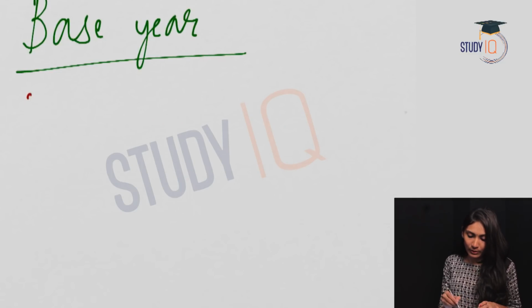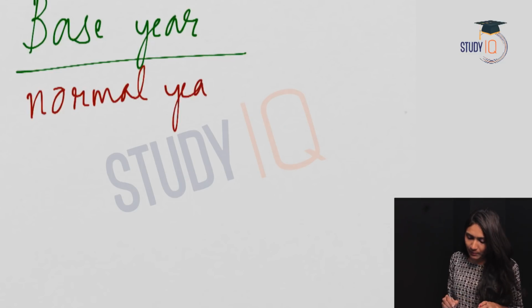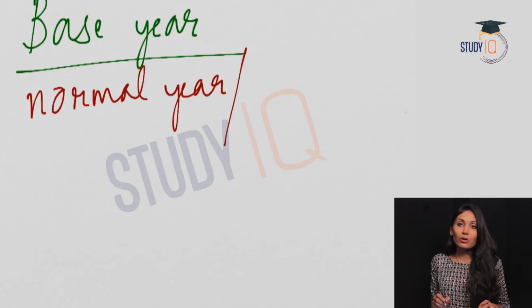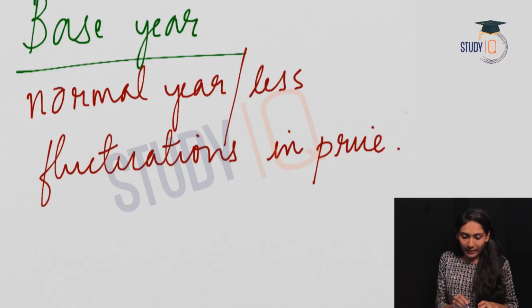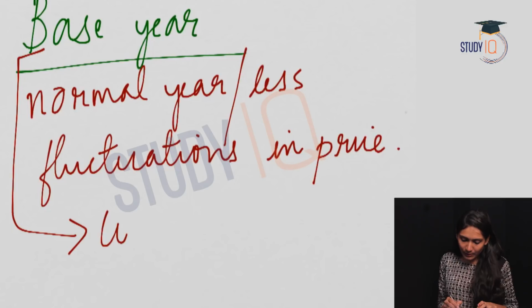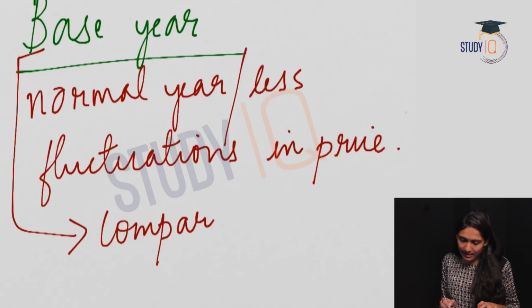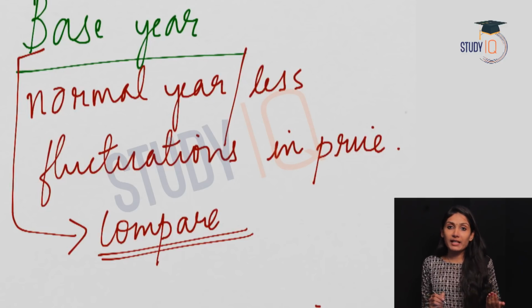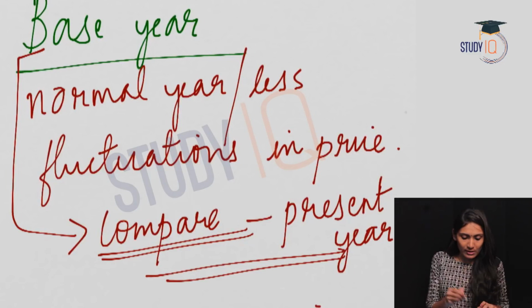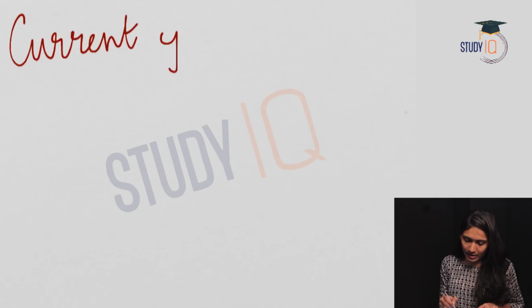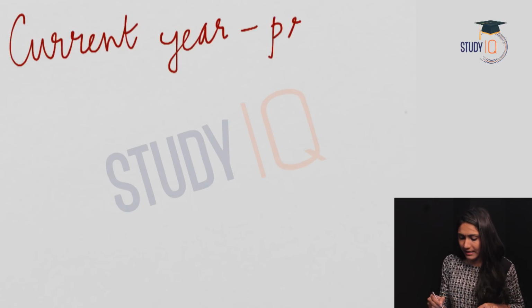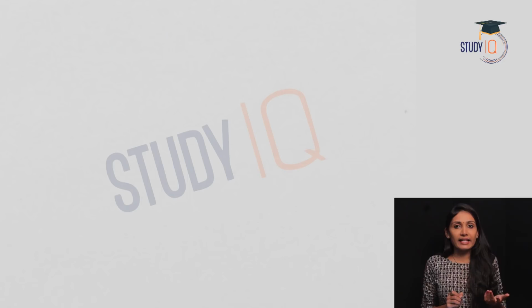Base year refers to a normal year without much fluctuation in the price. The base year is taken in order to compare prices. So the purpose of the base year is to compare the prices with the present year. We also have a current year, in which we take the prices of the present year. So let us see how an index is created.